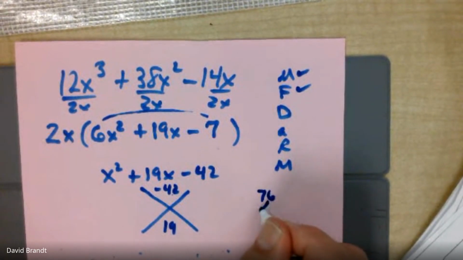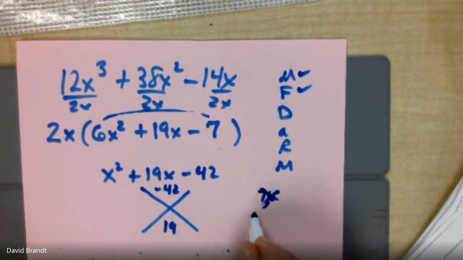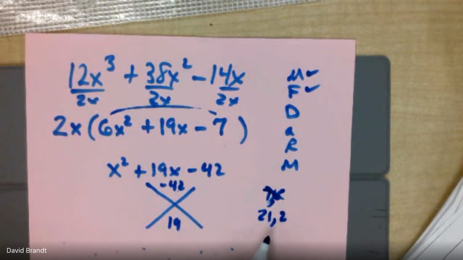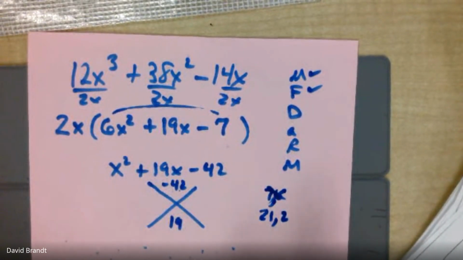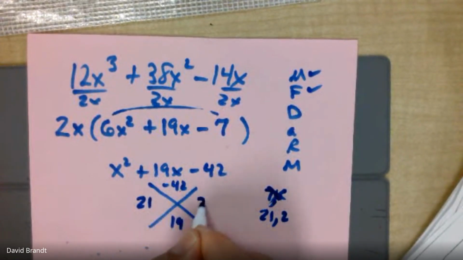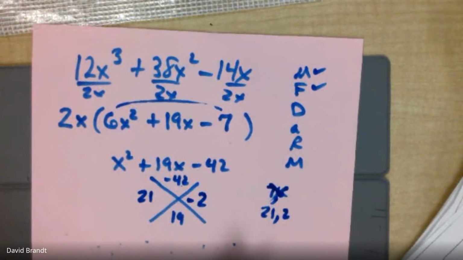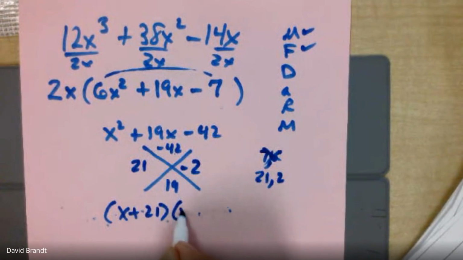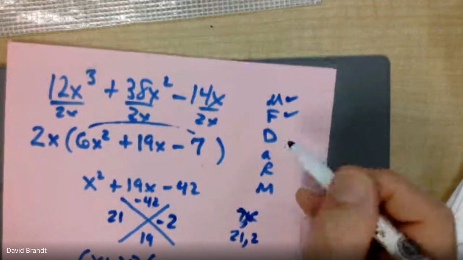Well, 7 and 6, there's no way that's going to work. How about 21 and 2? That multiplies to 42. Is there any way that you can make 21 and 2 come out to 19? Yes, you can, if you make the 2 negative. So we have factored it now. That's going to be x plus 21 and x minus 2. But we're not done yet.